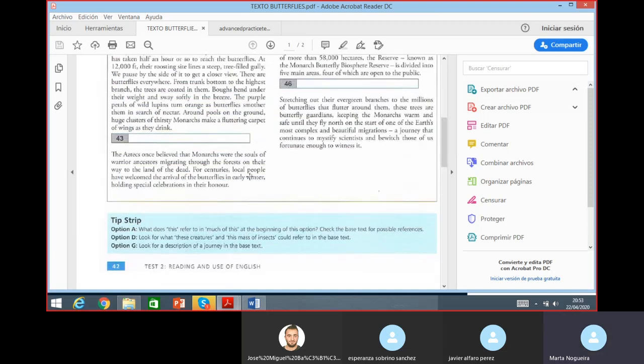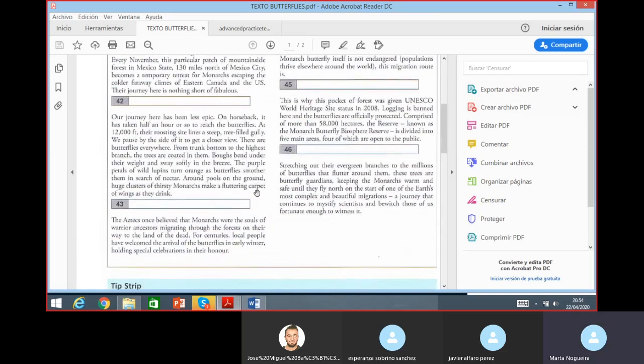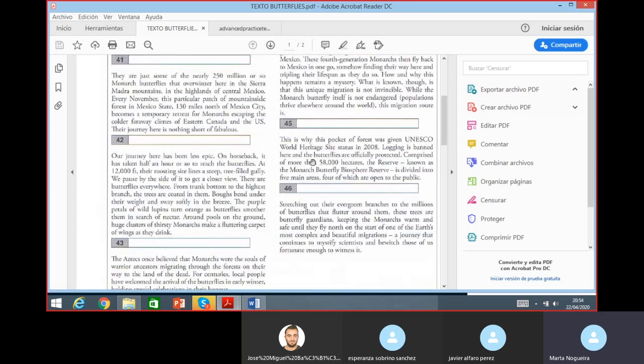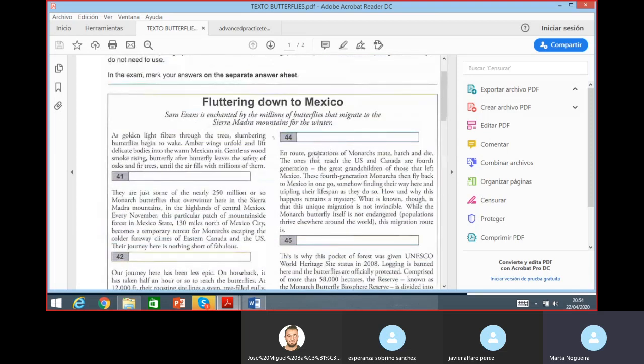Ok. A ver, chicos, no tenéis que entender todas las palabras para sacar esta parte del examen, ¿eh? It makes sense. Ok, very good. O sea, estamos viendo todas las palabras así para sacar vocabulario. Pero vamos que es que este ejercicio no tiene sentido. Fluttering carpet of winds, text, celebrations in their honor. In their honor, number 44, what do you have?